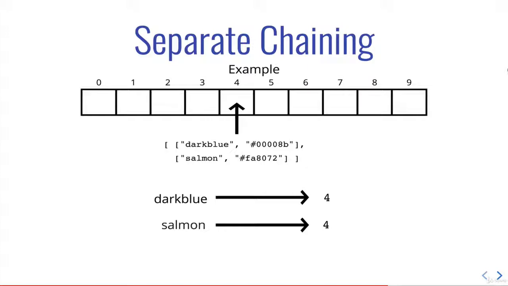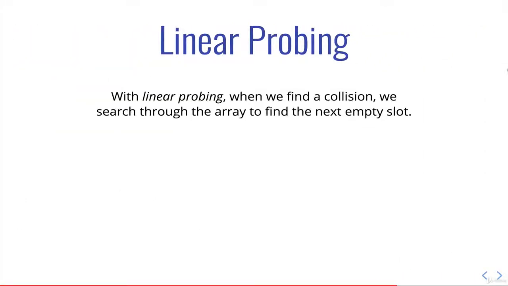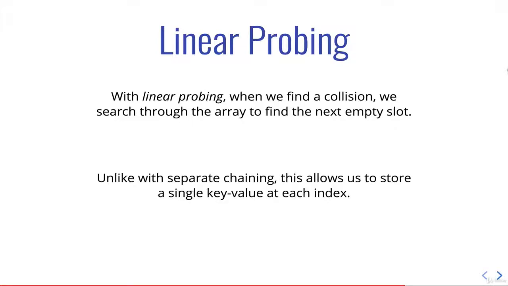The second strategy that we're going to talk about is called linear probing. Linear probing is a bit different. We only store one piece of data at each position. That's the rule that we try to live by. And what we do when there is a collision is we look ahead for the next empty slot. It is a little more complicated, but it does allow us to not have data stored at the same index. We don't have to store things in a nested structure.